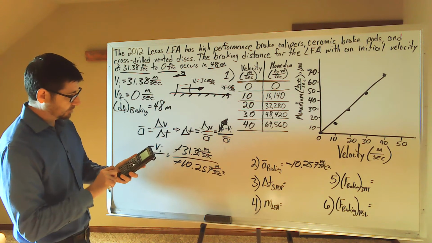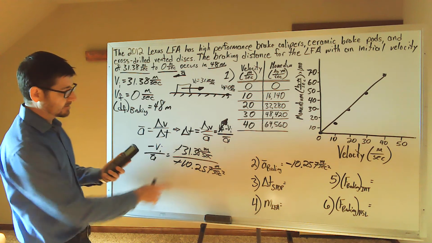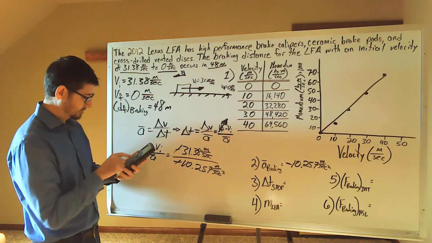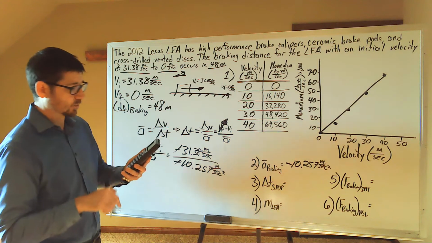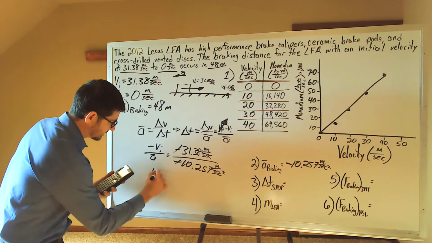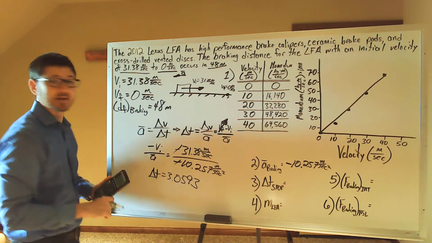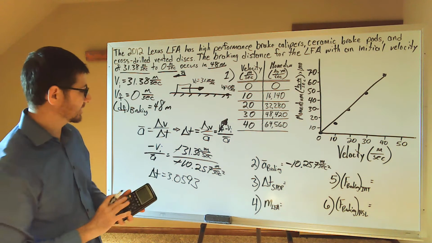So 31.38 divided by our negative 10.257 is going to equal delta t is 3.0593. Now let's take a look at the units.